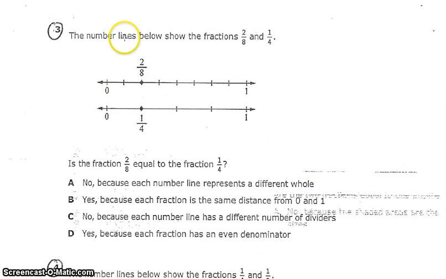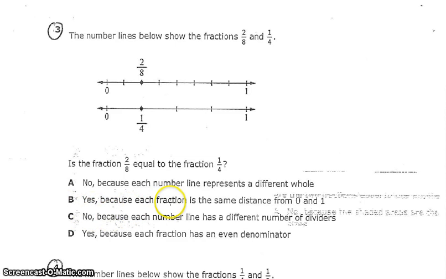Question 3. The number lines below show the fractions 2/8 and 1/4. Is the fraction 2/8 equal to the fraction 1/4? A. No, because each number line represents a different whole. B. Yes, because each fraction is the same distance from 0 to 1.